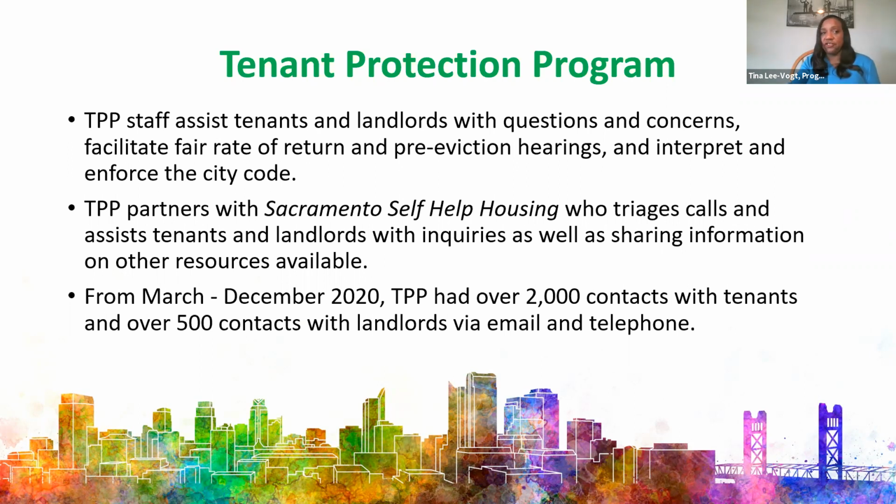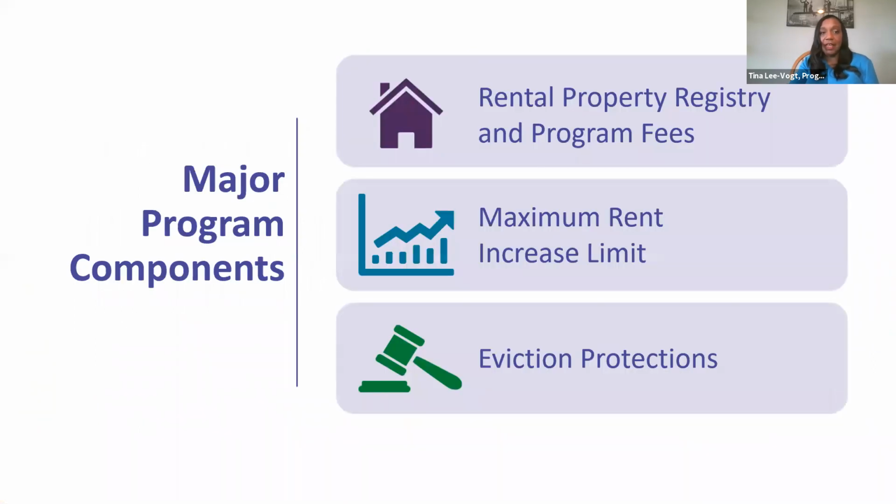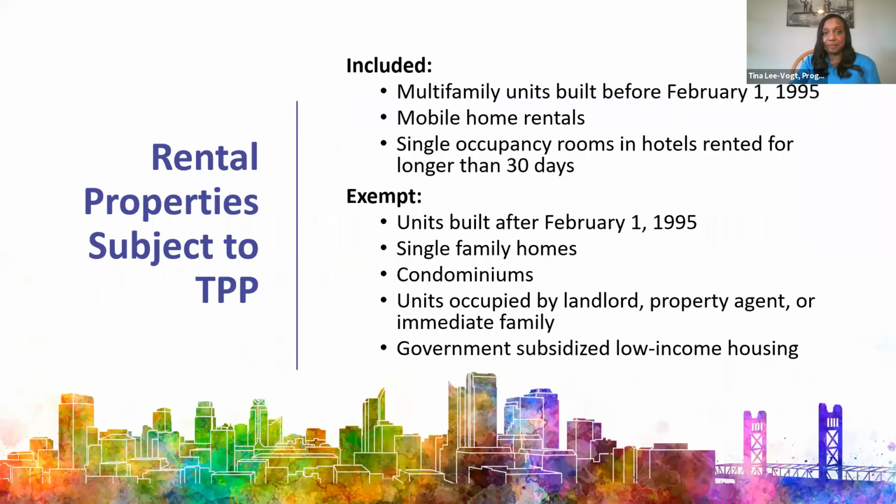We're dealing with the relationships between the landlord and the tenant. The Rental Housing Inspection Program, or RIP, really deals with life safety. They deal with the quality of the actual structure itself. So that's the best way to differentiate between our two programs. There are three key components to the Tenant Protection Program. The first is related to the property registry and our program fees. The second is related to the maximum rent increase limit. And the third is related to eviction protections.